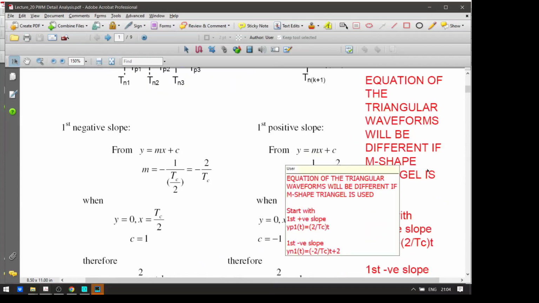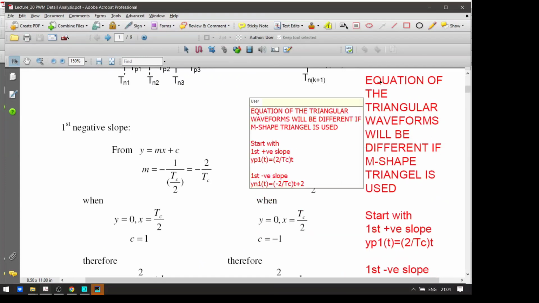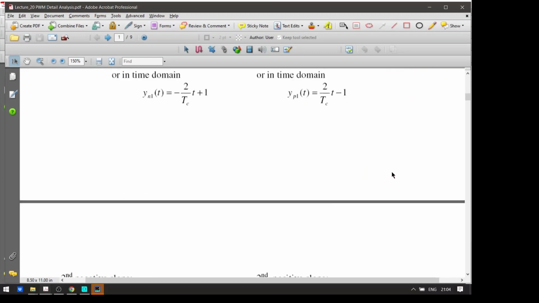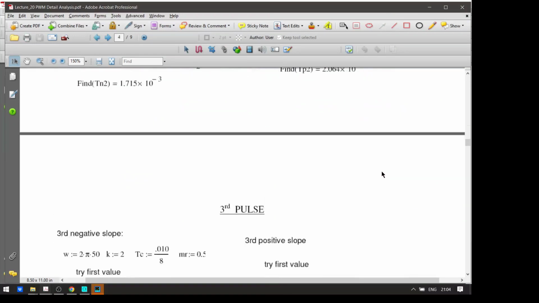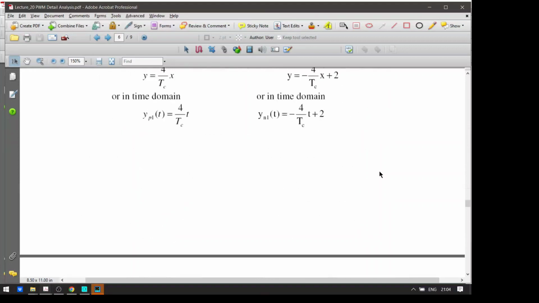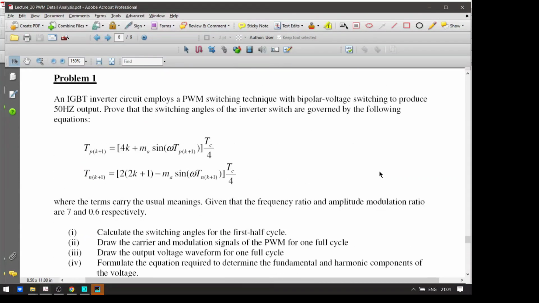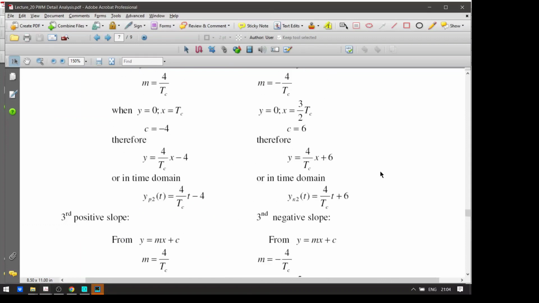And actually there is a note here. The equation of the triangular waveform will be different. Okay, if you have an M-shaped triangle, it will start with first positive slope, so you get a different equation. Okay, and that's it. Thank you.